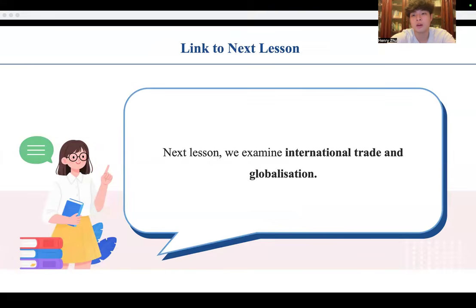Now, so far, we've focused mainly on managing the domestic economy, but countries don't exist in isolation. In the next lesson, we'll explore international trade and globalization and discover how countries benefit from trading with one another and the challenges that come with it.